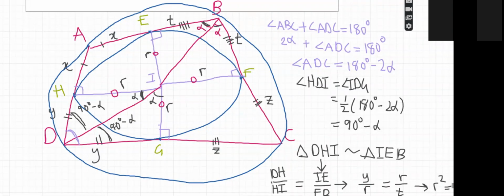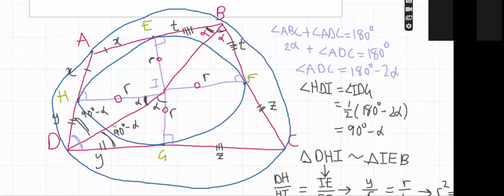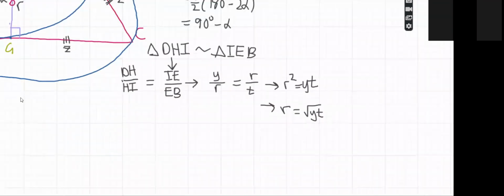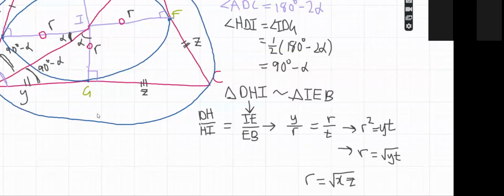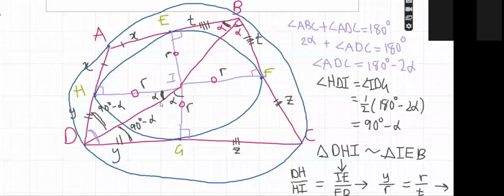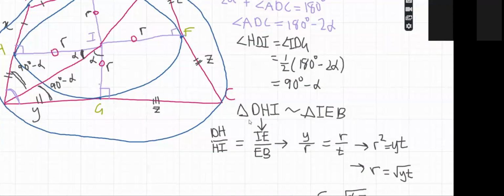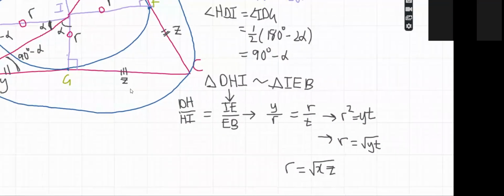Now, using symmetry and similar logic, we also get the radius R is equal to the square root of XZ. This is using similar logic and using symmetry in the logic we've done with the similar triangles. Now we have R is equal to the square root of XZ, and R is also equal to the square root of YT.